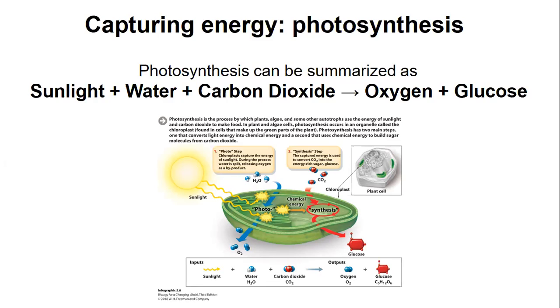So here are the three major ingredients that we begin with. We need sunlight, we need water, and we need carbon dioxide. Then they yield oxygen and glucose. So let's take a closer look at this.